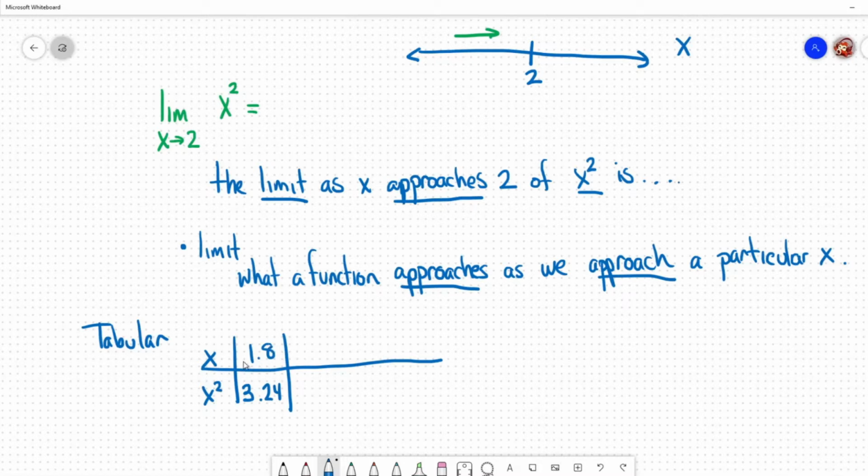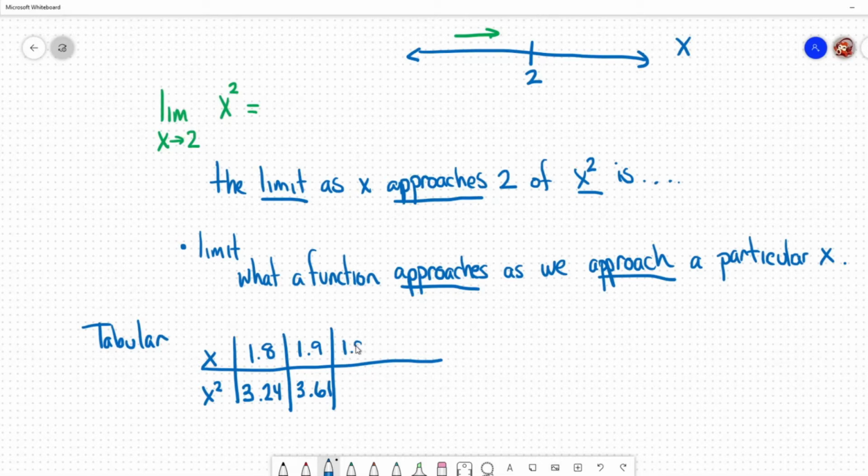All right, I see for this one particular value I get this answer, but I don't know yet what I'm approaching. Maybe as I get closer to 2, the answer gets smaller. Maybe as I get closer to 2, the answer gets bigger. I don't know. So we're going to keep getting closer to 2. So let's say I do a 1.9. Now, again, I'm going to put that into my calculator, and I get this time a 3.61. So I see the numbers increasing, but I don't really see a definitive value that it's approaching.